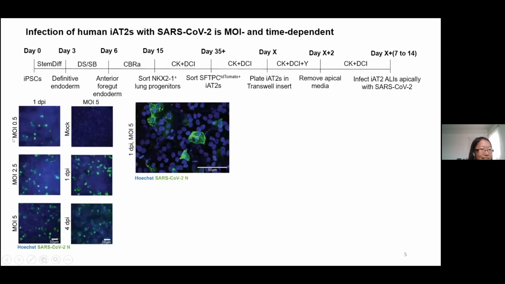So here comes the beautiful images, if my computer will work. We're showing you here that with an increase in multiplicity of infection from 0.5 to 5, you see a nice increase in SARS-CoV-2 N protein positive cells. This increase is also shown with time. So from 1 day post-infection to 4 days post-infection, here at the highest MOI, you also see an increase in N positive cells. And here's just a magnified image.